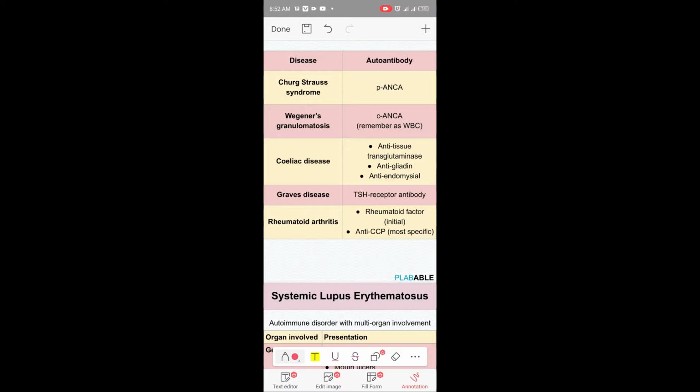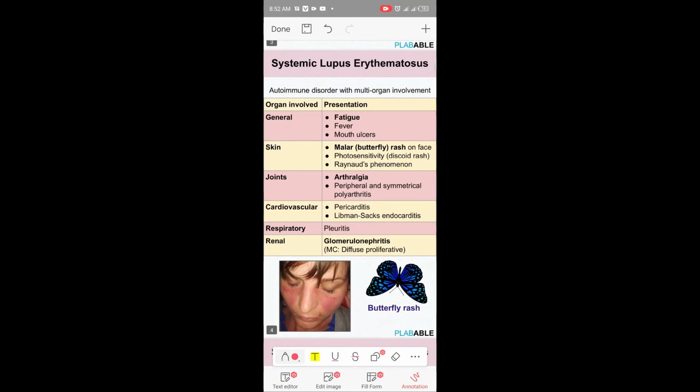Then in rheumatoid arthritis, you know it's rheumatoid factor and anti-CCP antibodies. Now let's come to SLE. SLE is actually a multi-system, multi-organ disease. Starting generally with fatigue, fever, and mouth ulcers, it can involve your skin. You have malar rash, that's called butterfly rash, discoid rash, photosensitivity, and Raynaud's. Then arthritis is there. Then it could be pericarditis, pleuritis.